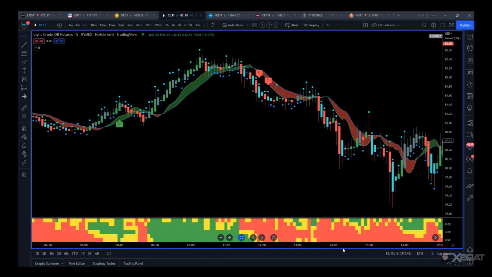No matter what platform you're using, whether it's the NinjaTrader version first or this TradingView. Very, very simple.